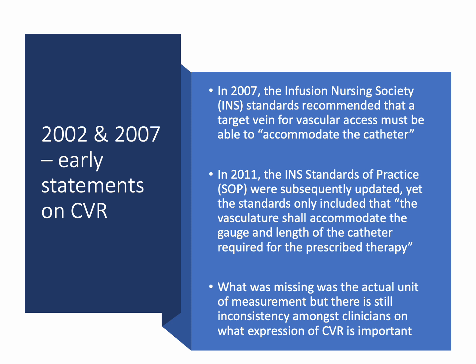And if you look at some of the very early literature and some of the online forums that were around in the early 2010s, many clinicians were still using a 50% catheter vessel ratio because it was easy to calculate.